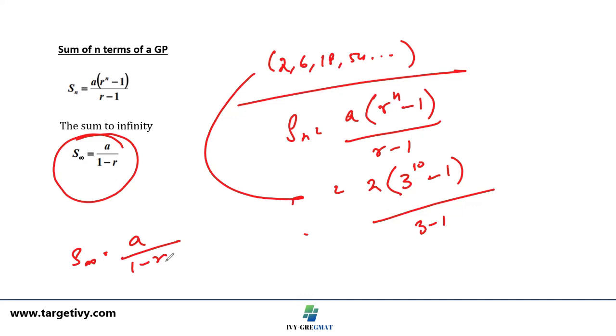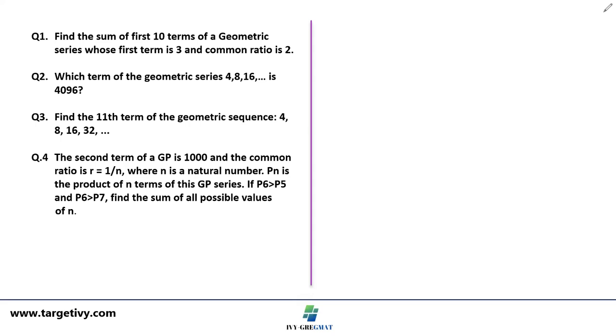Let's involve ourselves with a few questions, so that will make it way easier for us. Okay, let's take the first question. The endeavor is to have a better understanding of the entire thing. So question number 1 in GP goes something like this: find the sum of the first 10 terms in a geometric series whose first term is 3, the common ratio is 2. So the first term here is a is equal to 3, r is equal to 2.